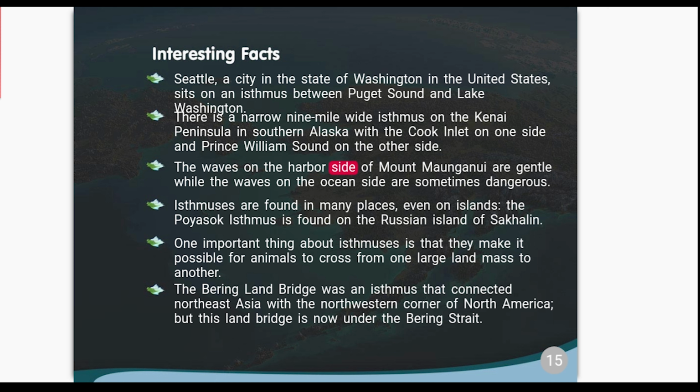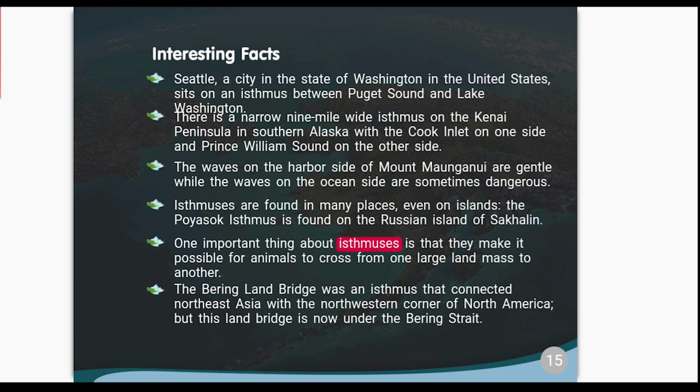The waves on the harbor side of Mount Maunganui are gentle, while the waves on the ocean side are sometimes dangerous. Isthmuses are found in many places, even on islands. The Poy-Asok Isthmus is found on the Russian island of Sakhalin.